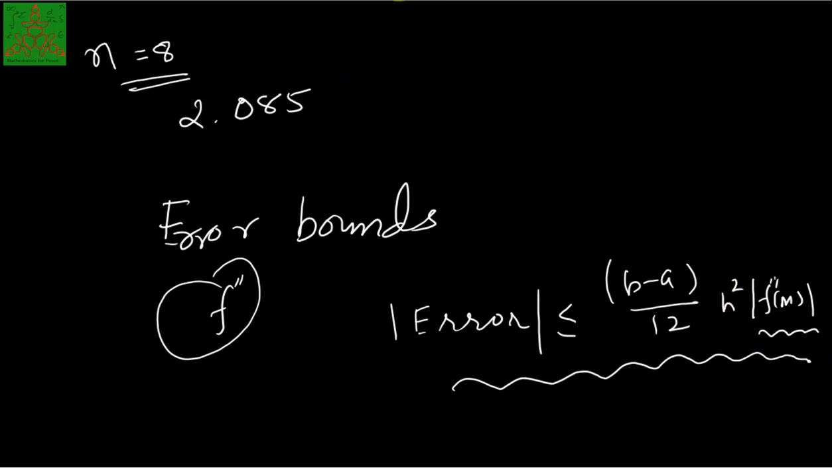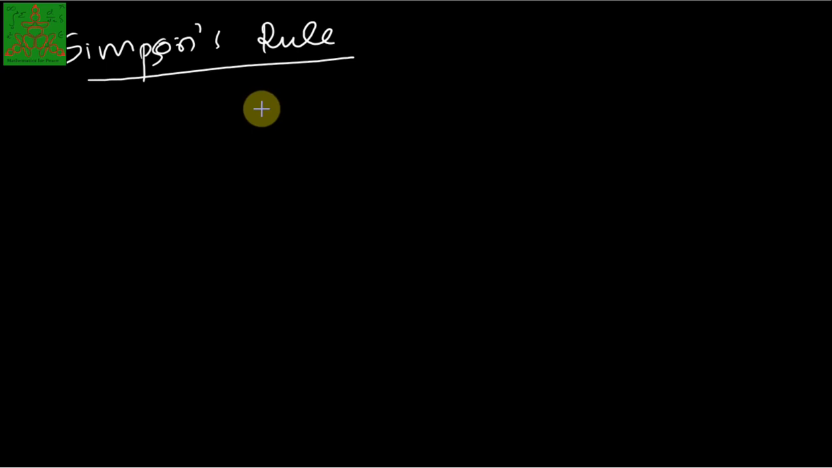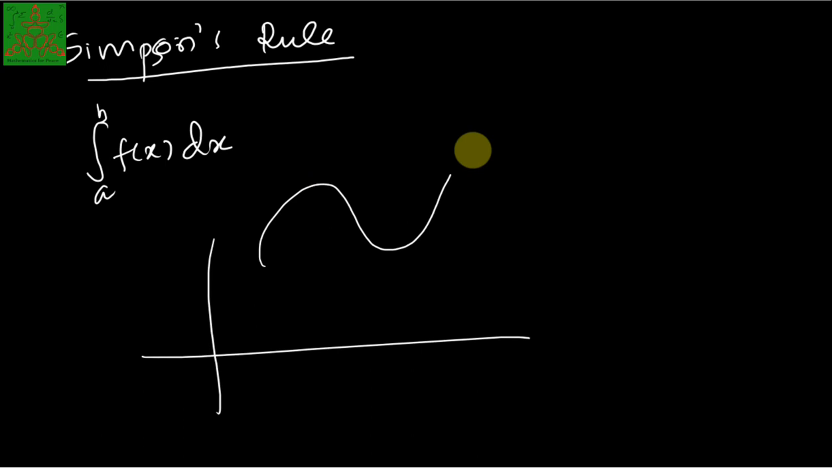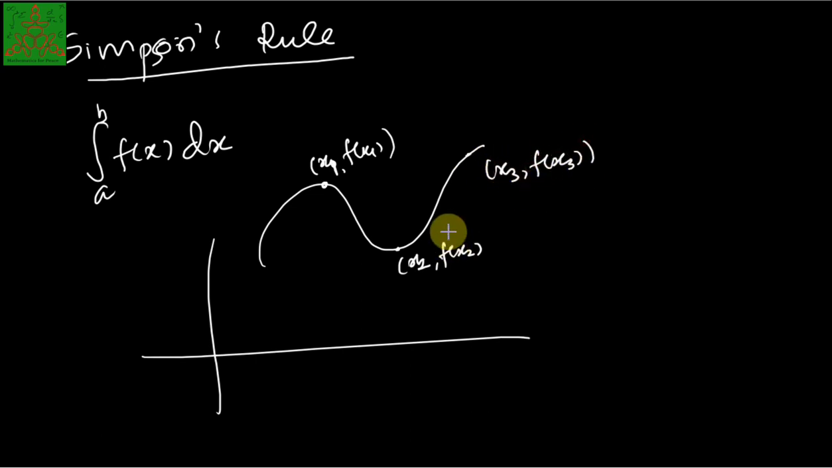Now next, we will understand what the Simpson's 1/3 rule is. The objective of the Simpson's 1/3 rule is to compute the integration of f of x dx. Let's say your curve is passing through 3 points. The first one is x1, f of x1. The second point is x2, f of x2. The third point is x3, f of x3. Let us assume that your curve is passing through these 3 points.